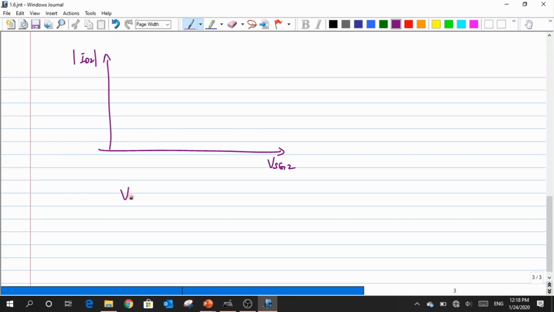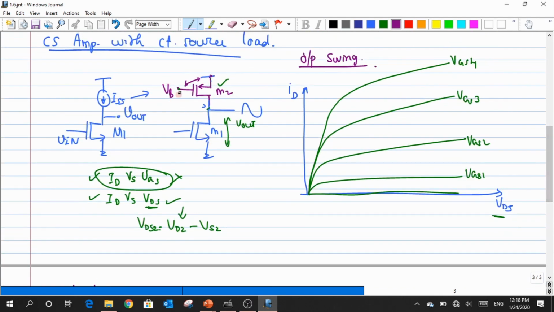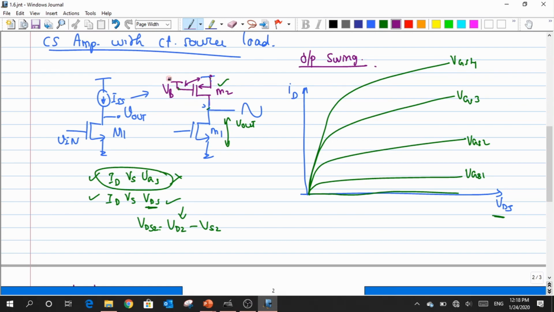Now, what is my VSG2? So, what is the VGS of my M2 transistor? It is being fixed to some sort of VB potential, right? So, it is something like what I have here: a negative potential and then over the top some positive potential. So, it is something like this, plus and minus, okay?